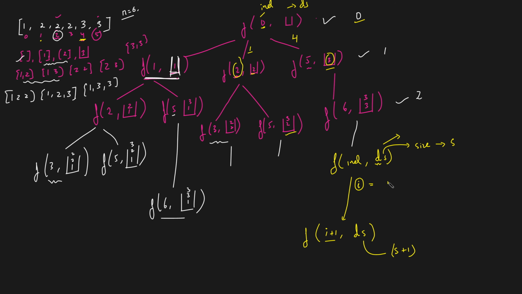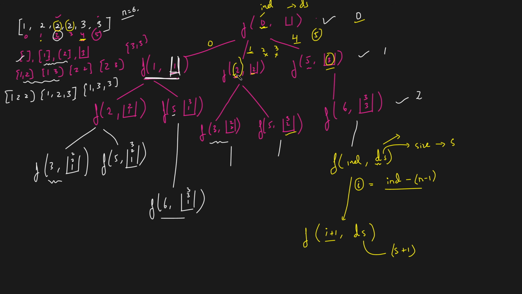Can I say that i will range from index to n minus 1? Obviously, because if you're at the 0th index, you can decide to pick the 0th index. Then you can decide to pick the 1st index. Then you did not pick the 2 and 3 because they were duplicates, right? That is why you did not pick them. And then you picked the 4th, but you did not pick 5 because it was a duplicate.